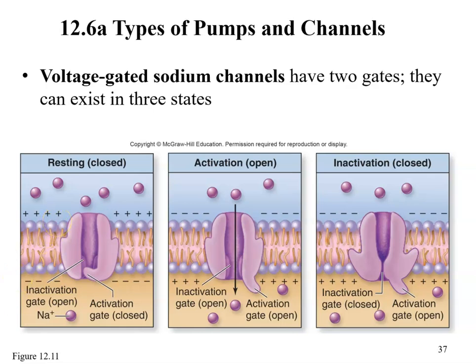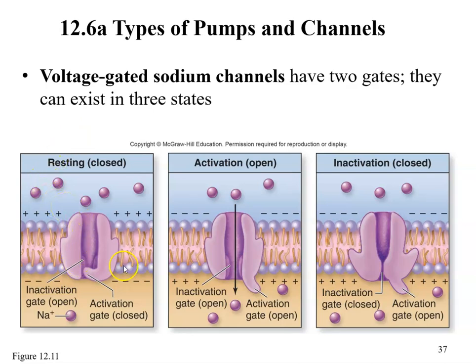Okay, now let's talk a little bit about the types of pumps and channels you're going to find on a neuron. First, let's talk a little bit about voltage-gated sodium channels, and I want you to know that they have two gates. They have an inactivation gate and an activation gate, and this allows them to exist in three separate states. So the first state they exist in is the resting or the closed state.